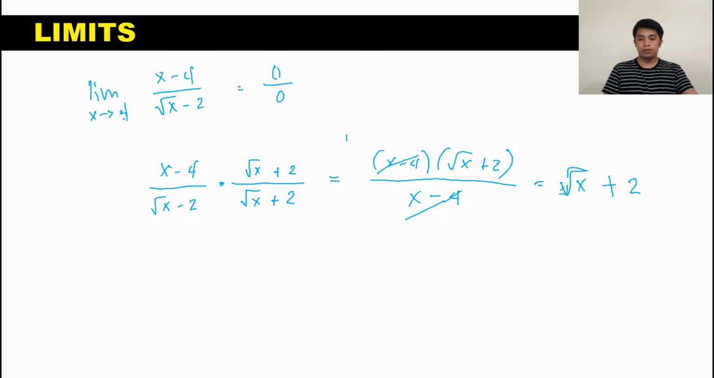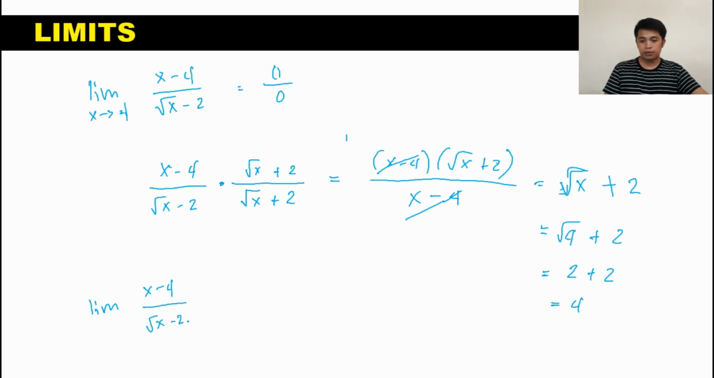Now, unsa man ato i-substitute nga value? 4. So, kung ato i-substitute nga value kay 4, this will become the square root of 4 plus 2. Unsa square root ni 4? 2 plus 2. So, answer is 4. Therefore, the limit of x minus 4 over square root of x minus 2 as x approaches 4 is equal to pila? 4. So, this is our final answer.